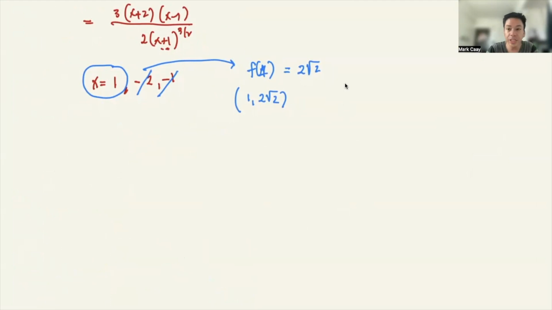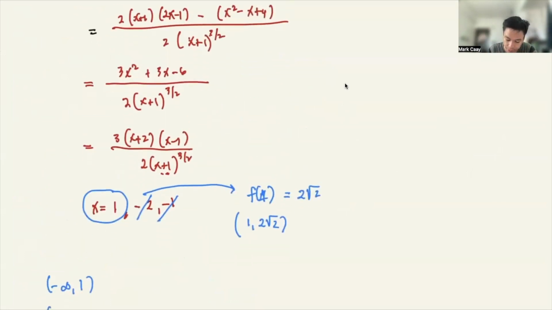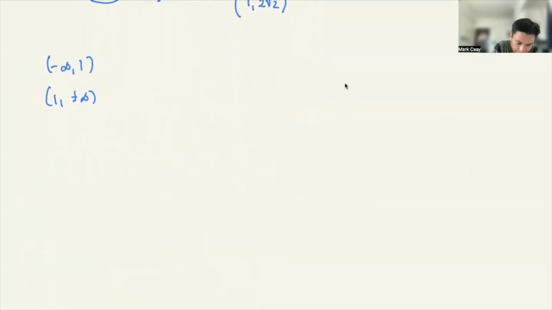Okay, since we only have one critical value, our intervals are only two. So we have negative infinity to 1 and then 1 to positive infinity. So how do we create our table? Our table has the interval, the value of x, then the f prime of x, of course, the monotonicity, and the relative extrema.